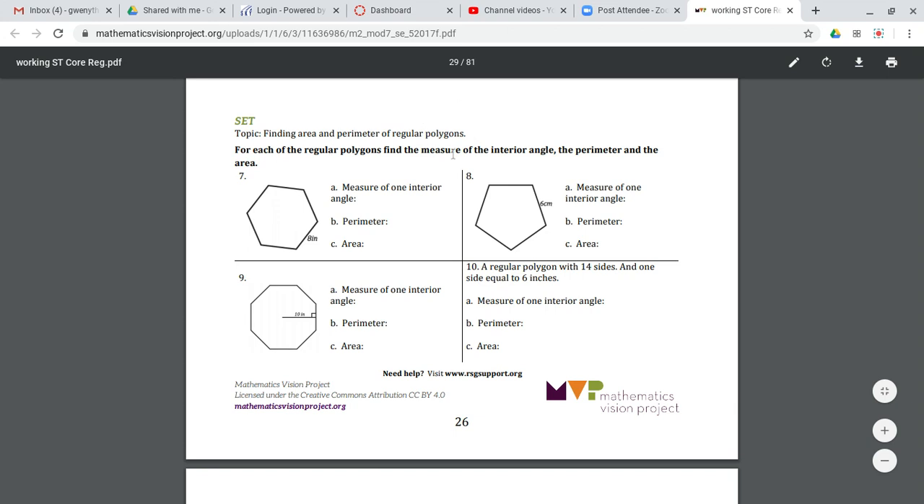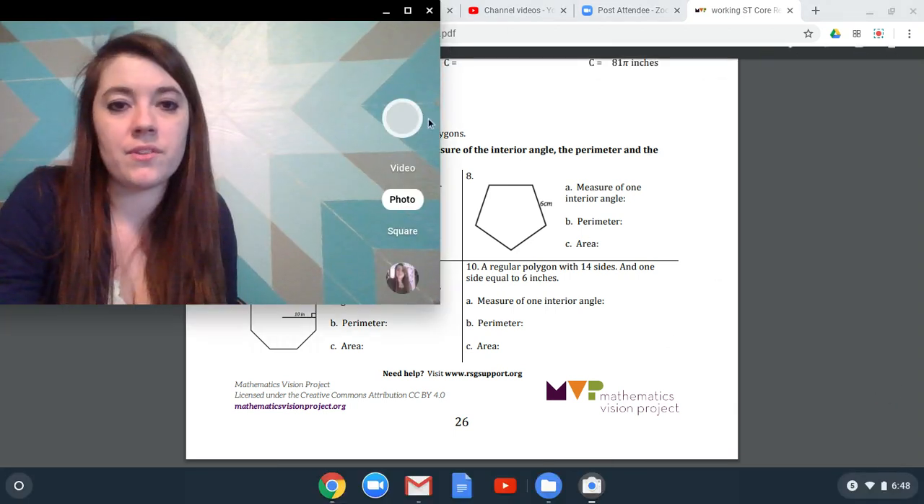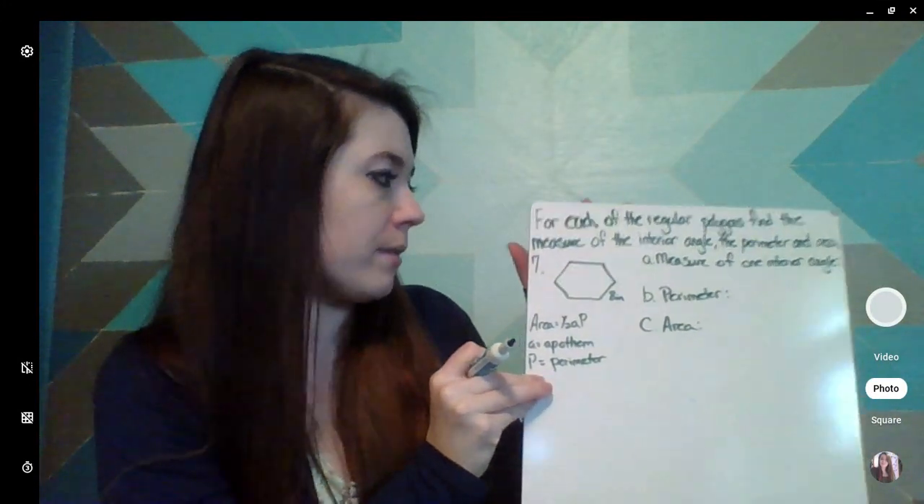So for each of the regular polygons, find the measure of an interior angle and the perimeter and the area. So we have 3 things that we have to find with each of these. Now, this isn't going to be quite as simple as finding the area of a rectangle or square. It's not just base times height. It's a little more complicated than that because these are regular polygons and we don't just have a base and a height. Now our formula for solving is 1/2 times the apothem times the perimeter.